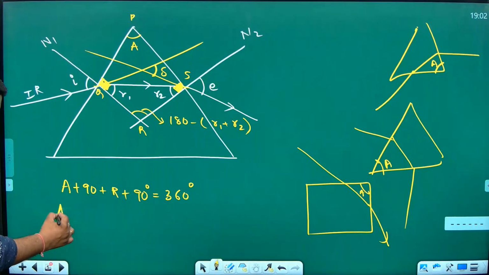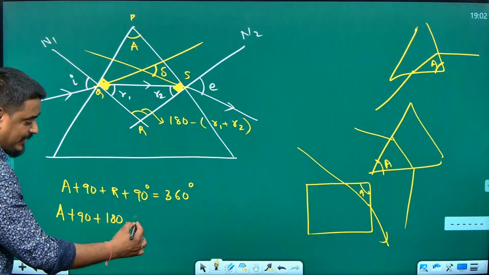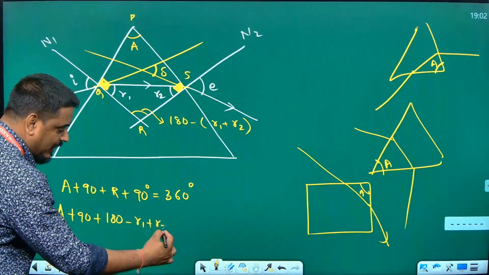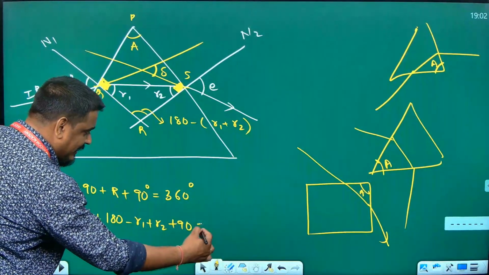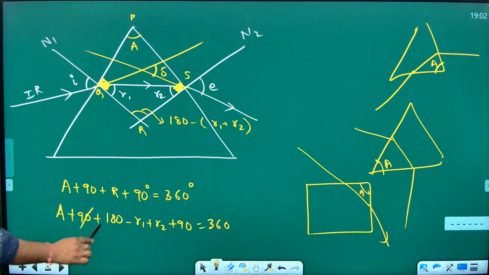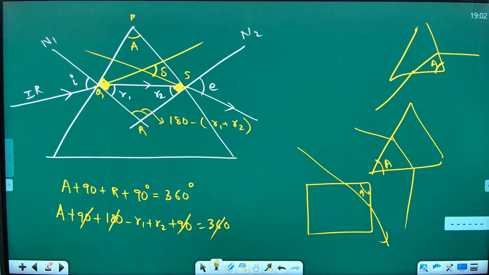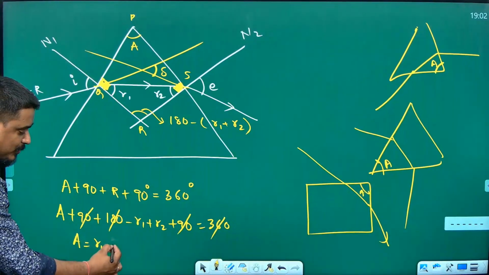So, can I write A plus 90 plus 180 minus (R1 plus R2) plus 90 is equal to 360? Can I write like this? 90, 180, 90 cancelled to 360. So, I am going to get A is equal to R1 plus R2.